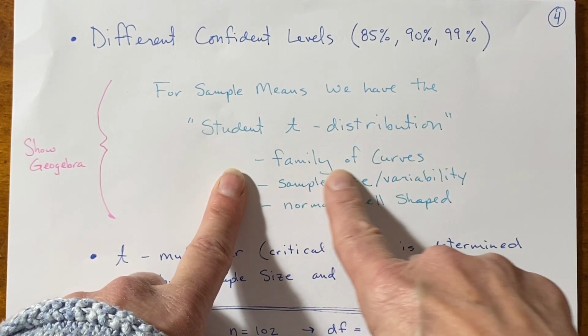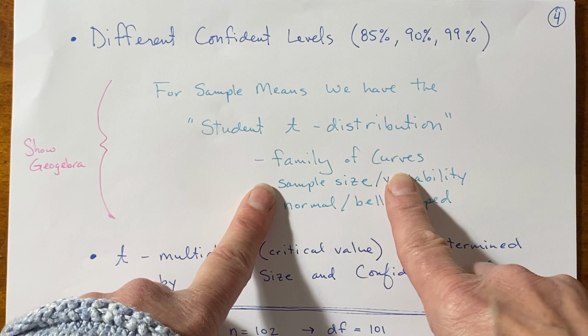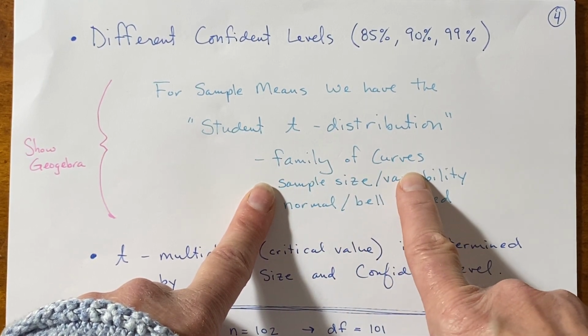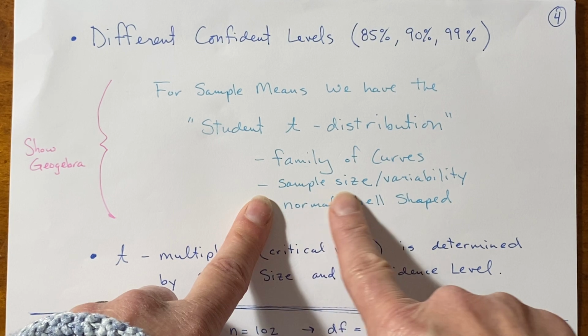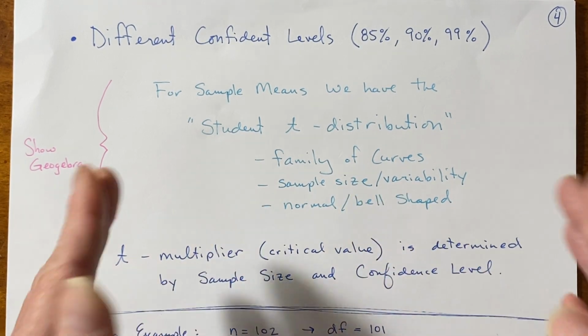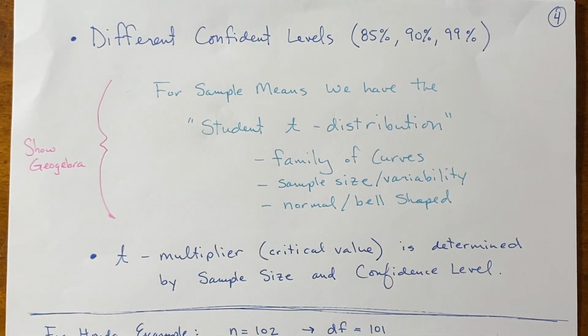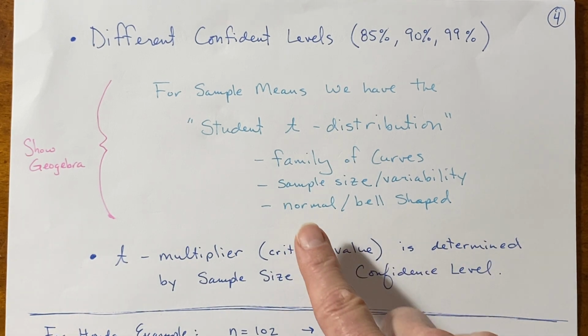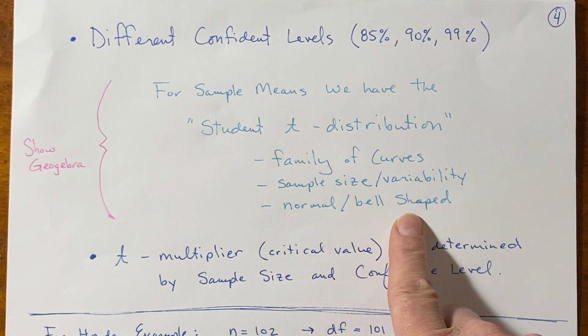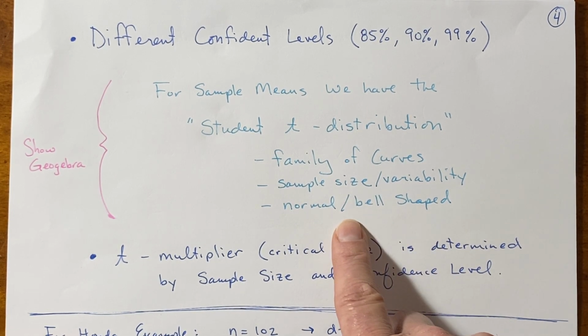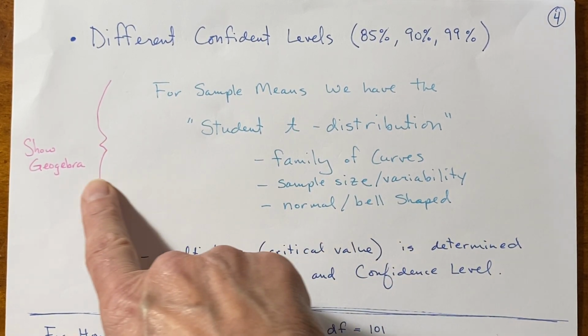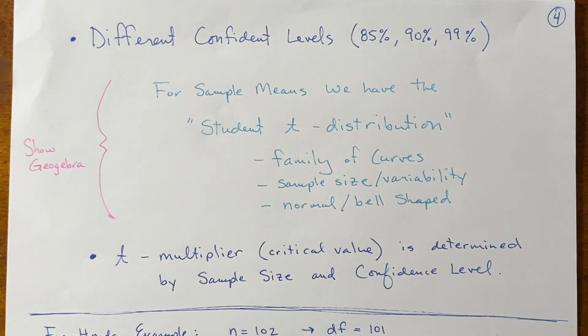Remember, it's a family of curves. We briefly talked about this in class. It is a family of curves, a bunch of different curves, because it depends on the sample size. Remember, the smaller our sample, then we have more variability. The larger the sample, we have less variability. No matter what, they're still normal, bell-shaped, and they're symmetric. Okay, so I'm going to kind of demonstrate this on a little app called GeoGebra. So give me a second here to pull this up.